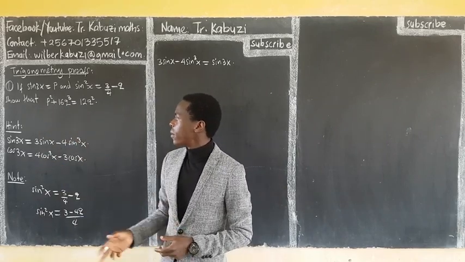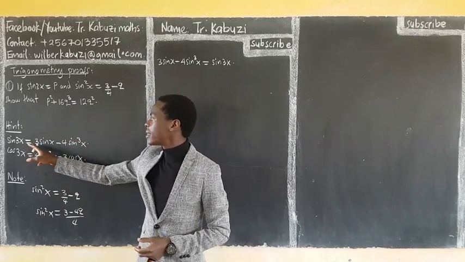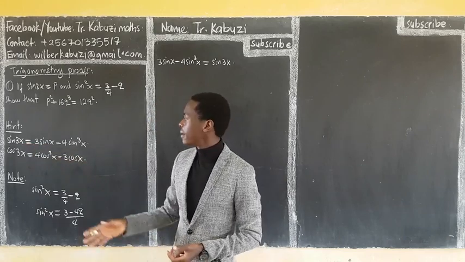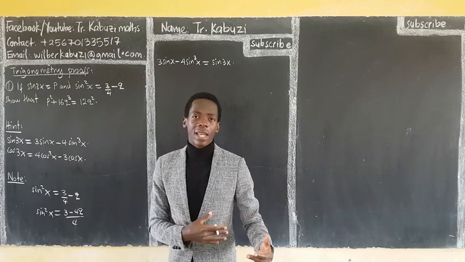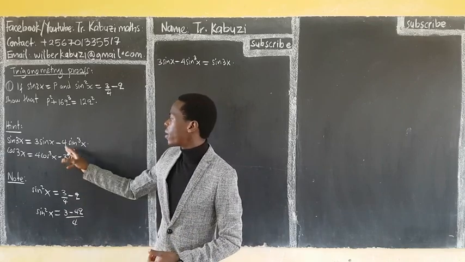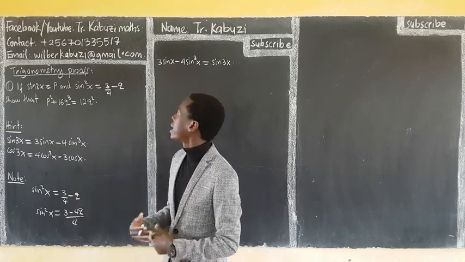Now, what do we know? We know that sine 3x is always equal to this. I've finished proofs for these in lessons about these two proofs. You can go there and see how we prove them. Now we are going to apply the idea here.